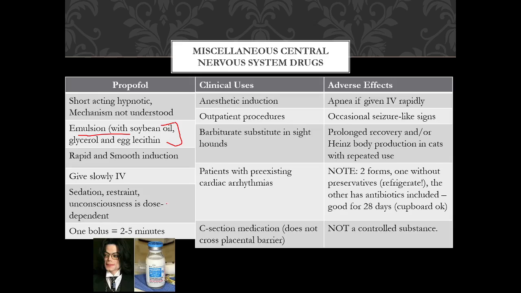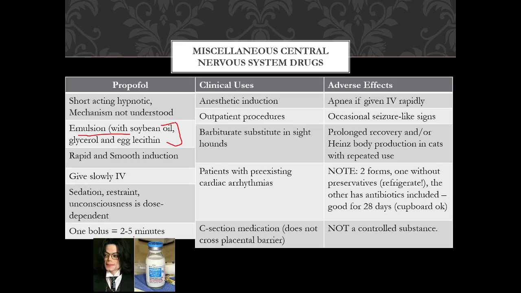arrest. Sedation, restraint, and unconsciousness is dose dependent, so we want to give it to effect and as needed. One bolus will only last 2 to 5 minutes, so we usually use this as an induction agent. If we want to use it to maintain general anesthesia, we're going to want to continue to give them slow boluses or put them on a constant rate infusion.